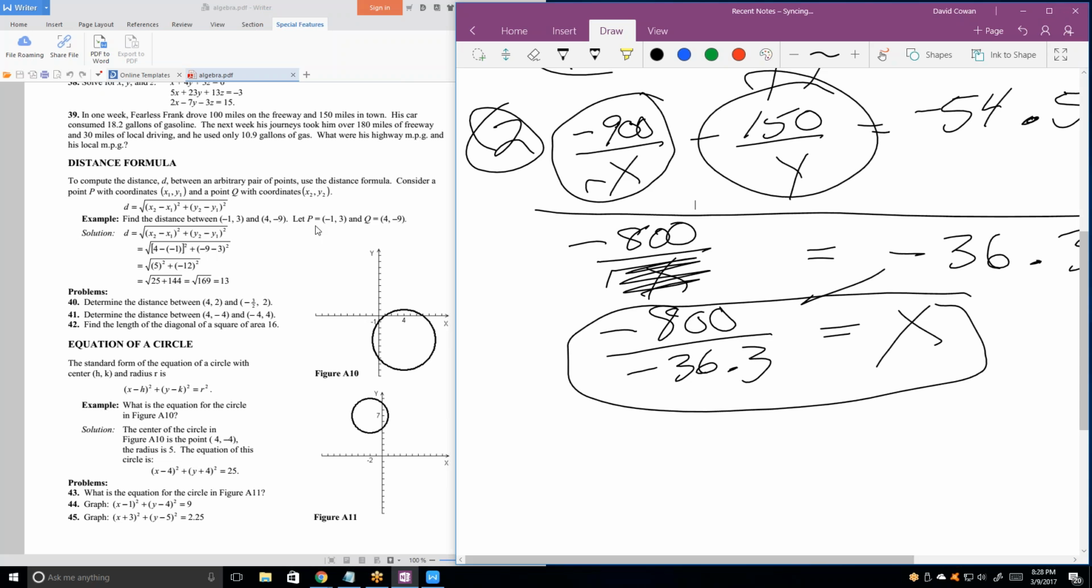Have a look at what's coming up. That's going to be a good place for us to stop, just because the distance formula is completely different. By that, I mean it's not about solving simultaneous systems of equations.